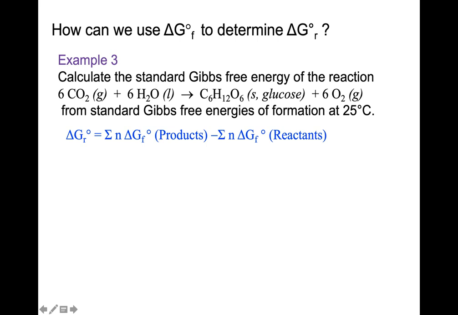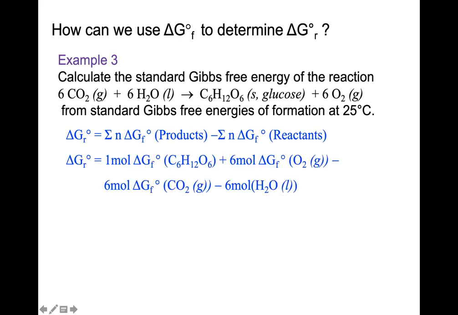Similar to before, we're always going to do products minus reactants. So the Gibbs free energy of formation of the products minus the Gibbs free energy of formation of the reactants, all of course multiplied by their stoichiometric coefficients, will give us the Gibbs free reaction energy. And these are all standards. So first we find products, my glucose and my oxygen, minus reactants, carbon dioxide and water.